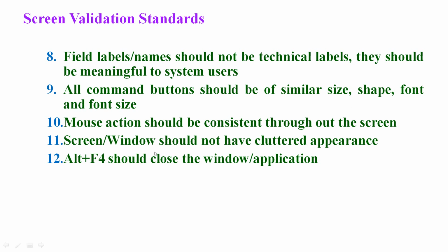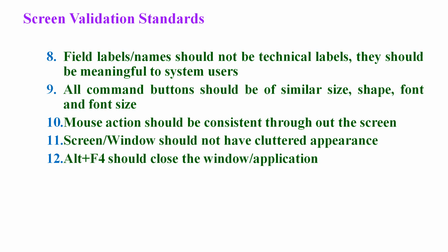And the screen or window should not have a cluttered appearance. What do you mean by cluttered appearance? Cluttered means putting all the things in the same place, pouring all the things in the same place, without following any order. That is a disorder, right? The screen or the window should not have any disorder with respect to fields or other things. That is called cluttered appearance.